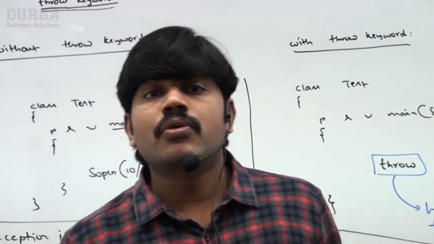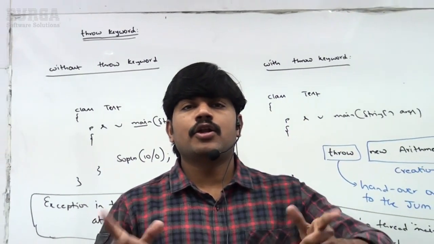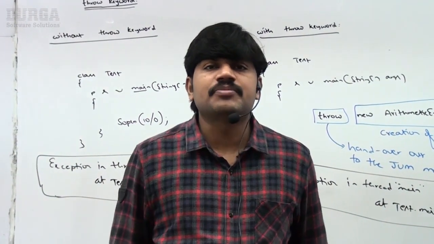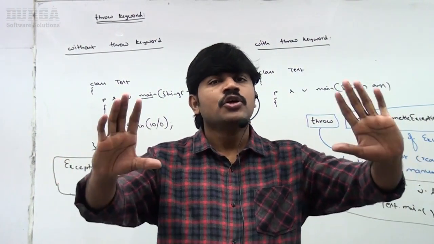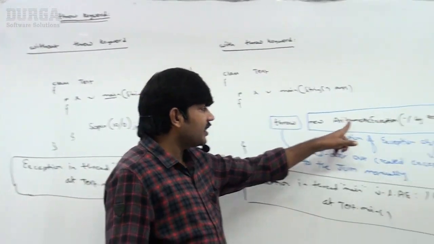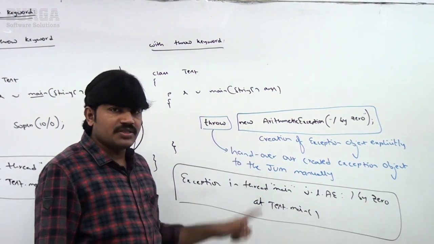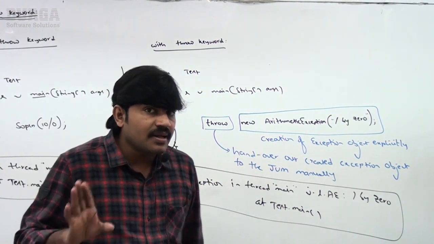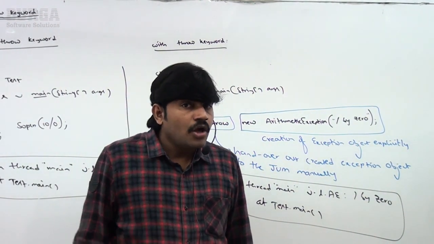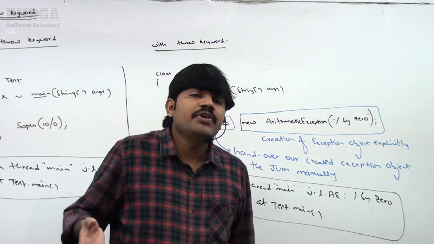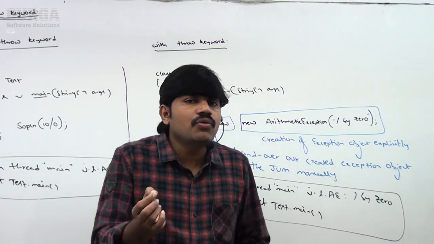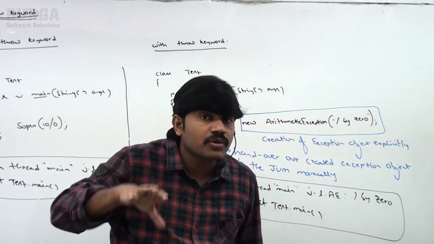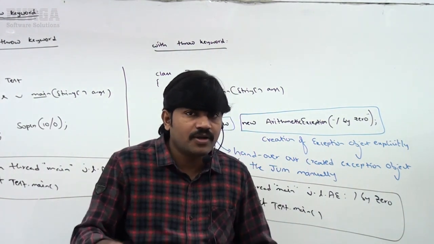What is the purpose of the throw keyword? To hand over our created exception object to the JVM manually. For that purpose, we can use the throw keyword. How to create an exception object? How to hand it over to the JVM manually? Is the terminology very clear? Okay, that is how to use the throw keyword, but where exactly this throw keyword is required, I will discuss with one or two layman examples, so that you people can feel more comfortable, right? Clear?